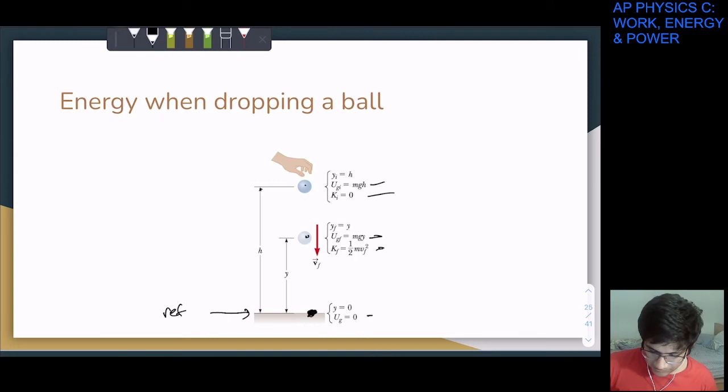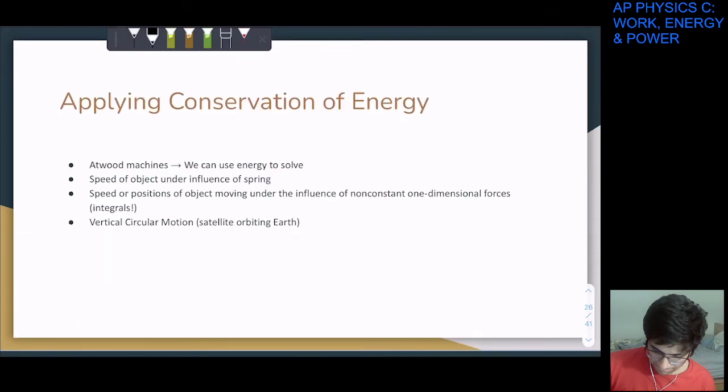There is going to be a speed associated with the ball, a velocity when it hits the ground. So the kinetic energy is not going to be 0. We just don't have an expression for it right away. Now, applying the conservation of energy, the best example is the Atwood machine, which we'll look at in a few minutes.